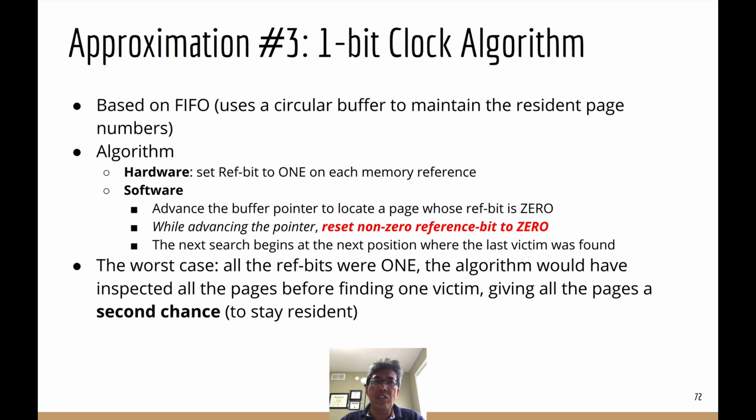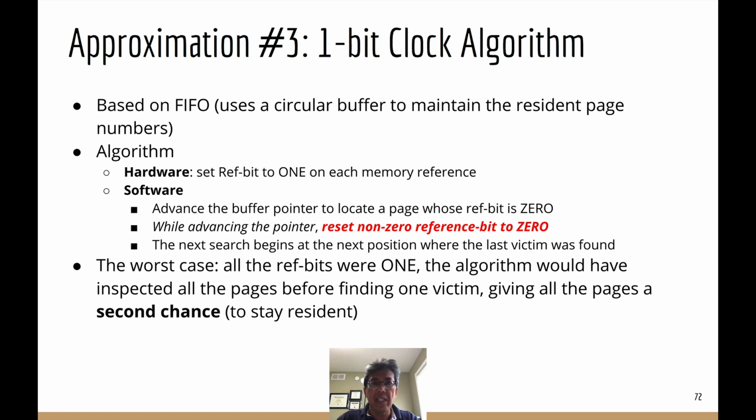Let's look at the next two approximate implementations of LRU, the 1-bit and 2-bit clock algorithms. The name clock algorithm comes from the idea that we keep the page numbers in a circular list, and there is a clock hand that will go around to find a page whose reference bit is 0. And again, both algorithms require cooperation between hardware and software.